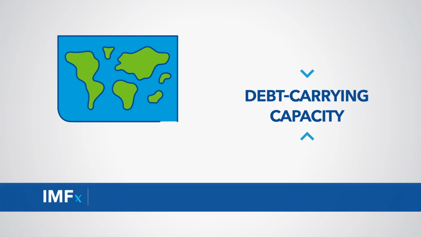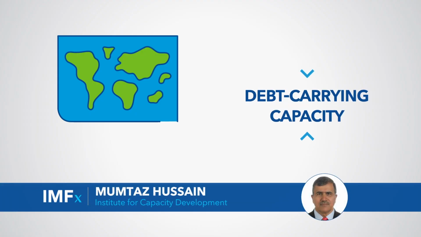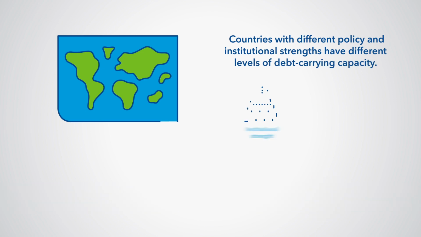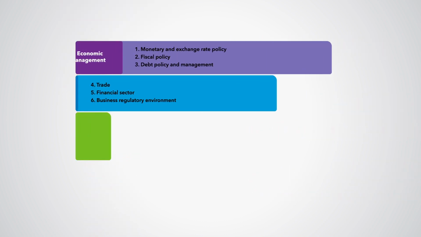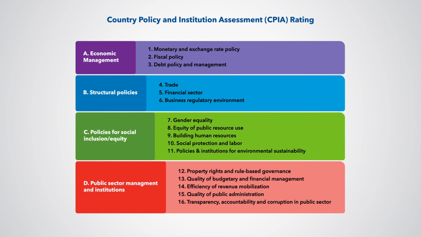Why does debt carrying capacity vary across countries? Countries with different institutional and policy strengths, macroeconomic performance, and levels of buffers to absorb shocks have different abilities to sustain debt without significant debt distress risks. In the LIC DSF, institutional strength is measured by the World Bank's Country Policy and Institutional Assessment Rating, or in short, the CPIA rating.